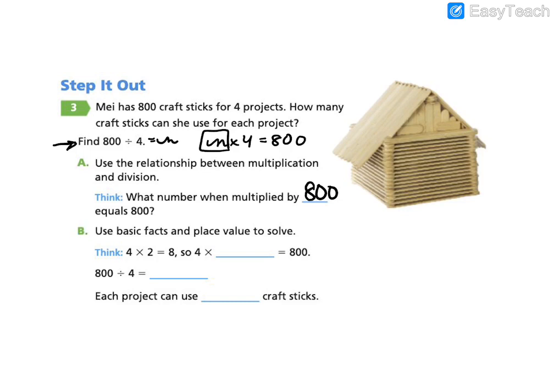All right, then letter B is going to ask us to use basic facts and place value to solve. Well, we know that 4 times 2 is 8, so thinking about we've moved into 8 hundreds. So it's not 4 times 2, it's 4 times 2 hundreds. Therefore, 800 divided by 4 must be 200. And we can find that each project can use 200 craft sticks.